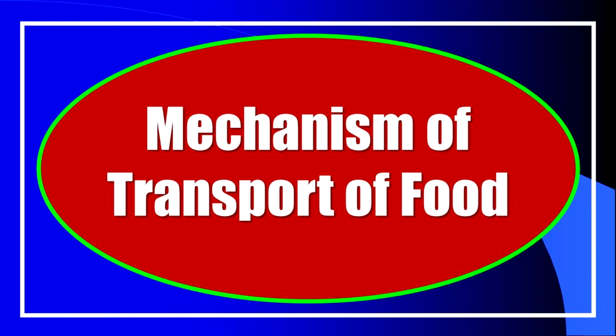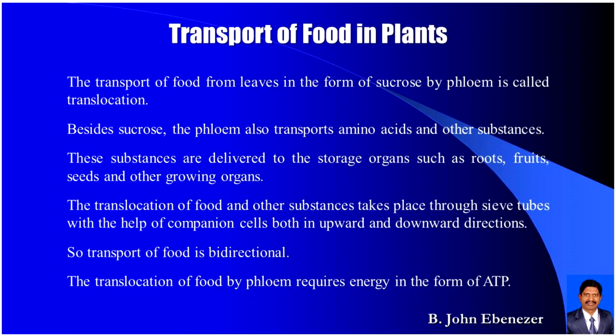Mechanism of transport of food. Transport of food in plants. The transport of food from leaves in the form of sucrose by phloem is called translocation. Besides sucrose, the phloem also transports amino acids and other substances. These substances are delivered to the storage organs such as roots, fruits, seeds, and other growing organs.